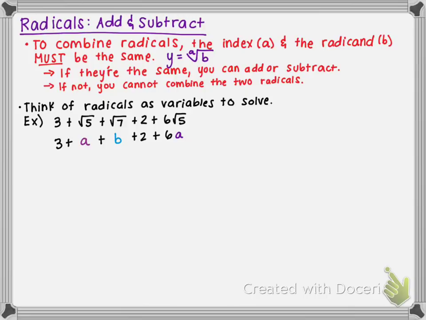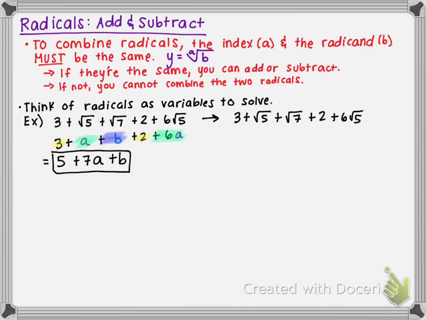Okay, so what could I combine there? Well, 3 plus 2 we know is 5, right? And then A plus 6A is 7A. And then we just have a B left. So that's how we combine it usually, right?